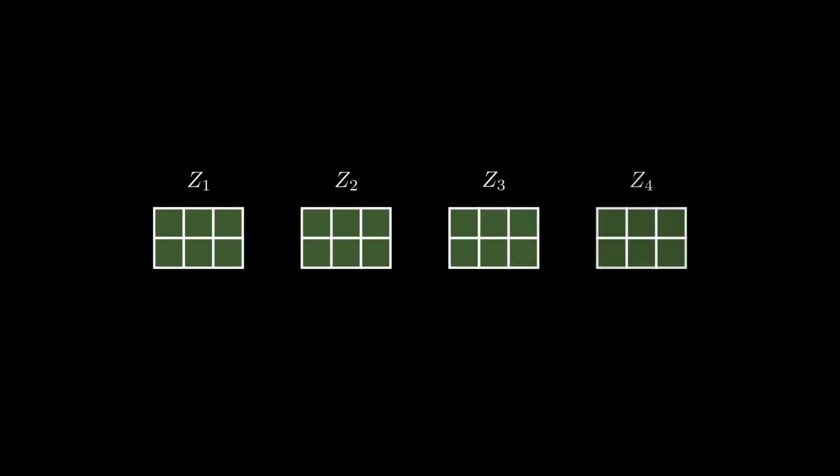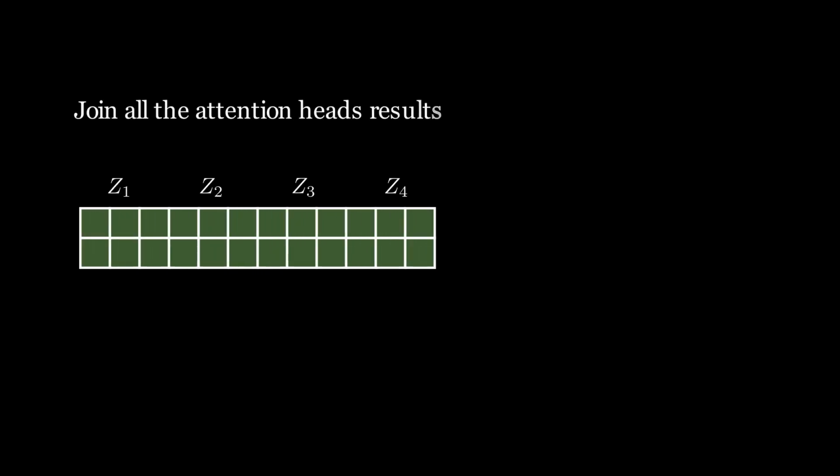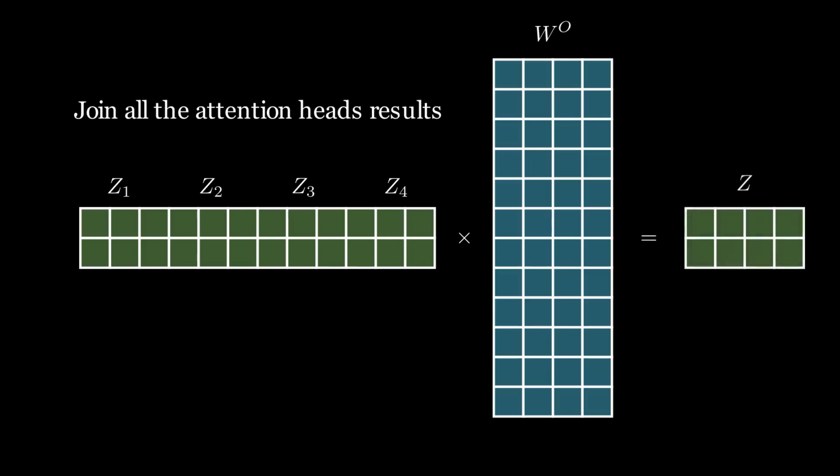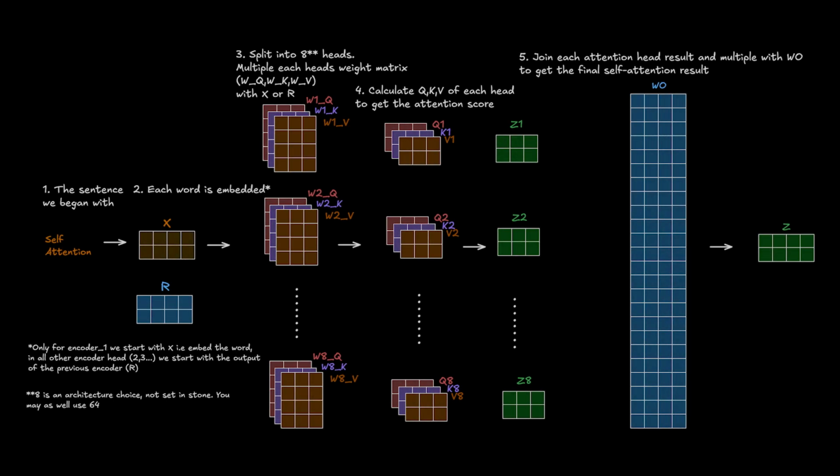For example, we have just taken 4. And after this is done, we multiply that by a WO matrix, which is trained alongside the WK, WV and WQ matrices. And finally, we get the Z attention score. Here is an image summarizing everything we did so far.